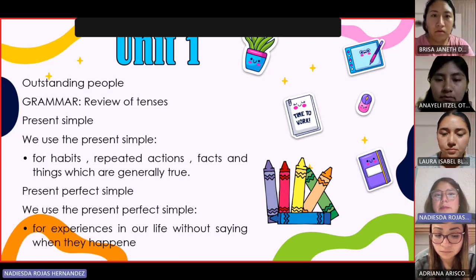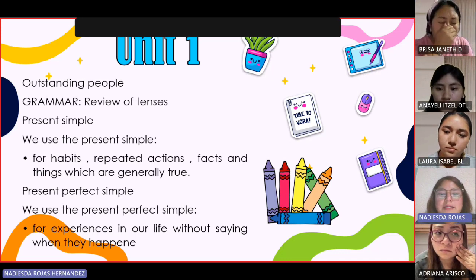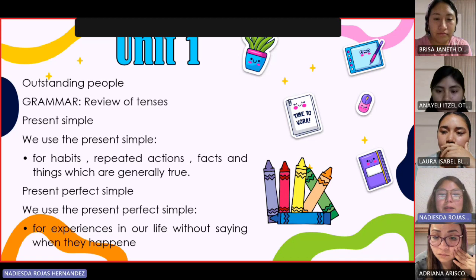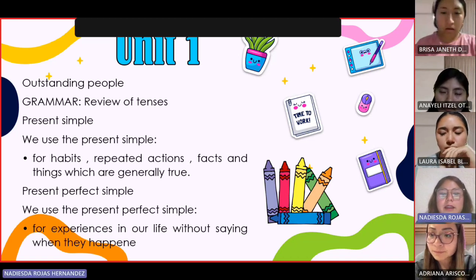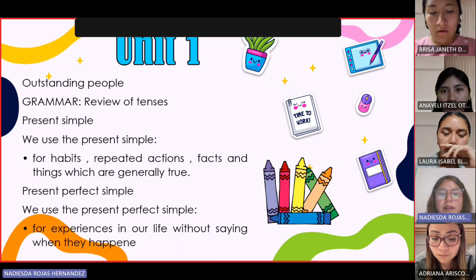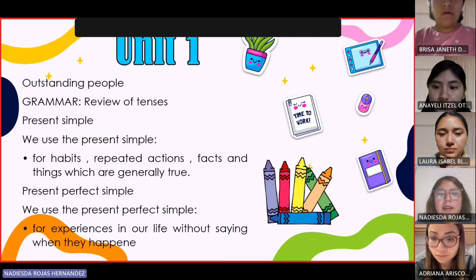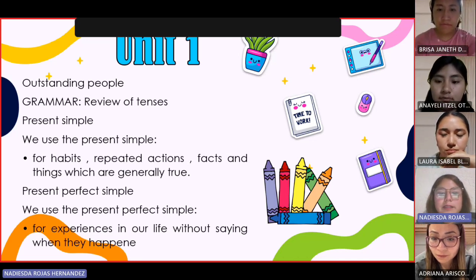Present perfect simple. We use the present perfect for experiences in life, without saying when they happened. I have seen things, I have felt things. Also for a present state which started in the past and has continued to the present.